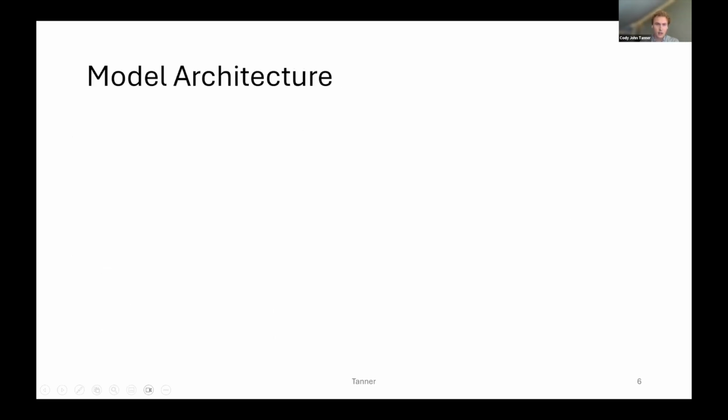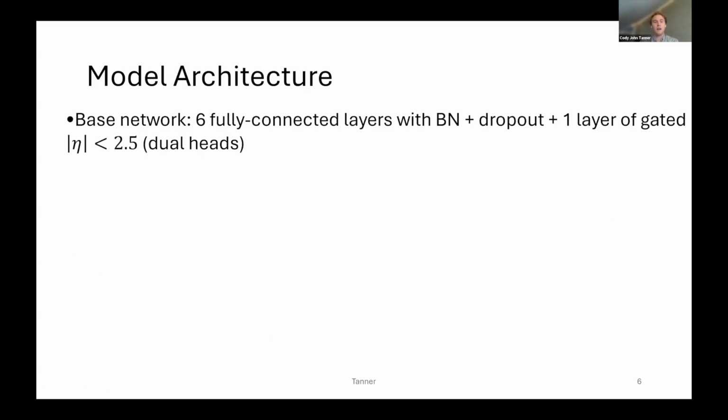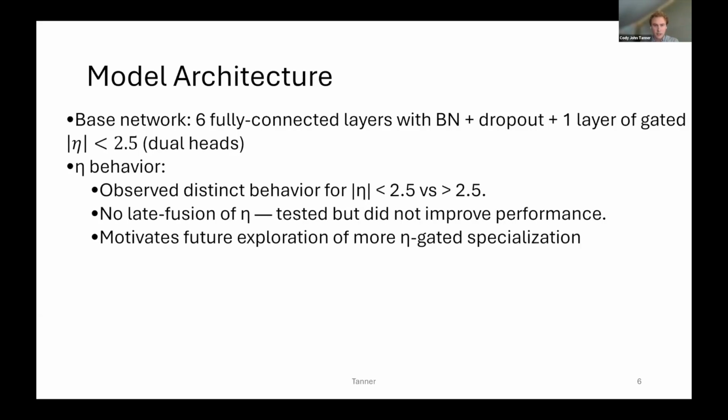So we'll look at the model architecture. We had 6 fully connected layers with batch norm and dropout, and there's one layer of gated eta being less than 2.5 or greater than 2.5 with dual heads. We'll get into the motivation of this more later, but it's important to note that eta being less than 2.5 dictates whether you're in the end cap or the barrel of the ATLAS detector. So we observed very distinct behavior, and I'll show graphs later on to show that.